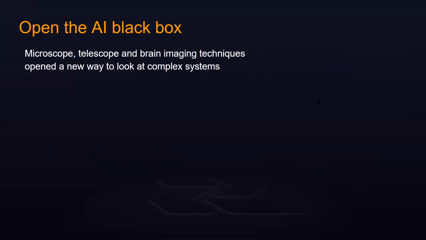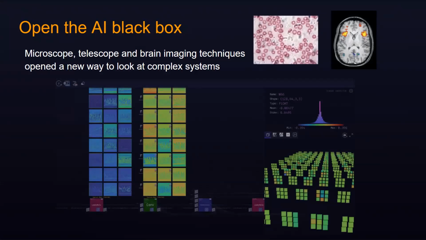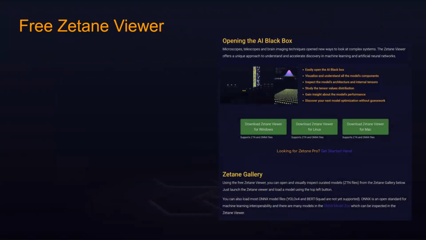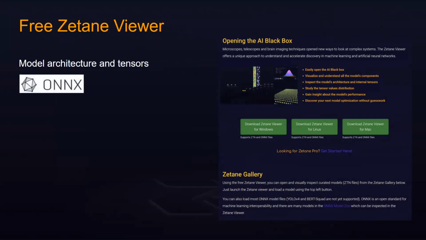So the Zetane Viewer is used to open the AI black box, just like microscopes and telescopes and other brain imaging techniques that open a new way to look at complex systems. With the Zetane Viewer, we want to look at internal tensors and the internal structure of neural networks, and to get insights on how to improve the models and the training of the models. The free Zetane Viewer can be used to visualize the architecture and tensors of ONNX models.